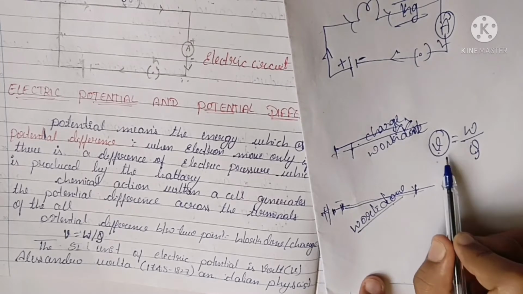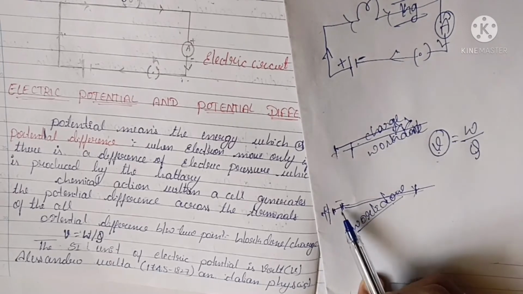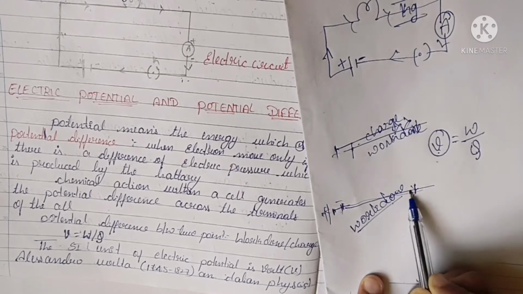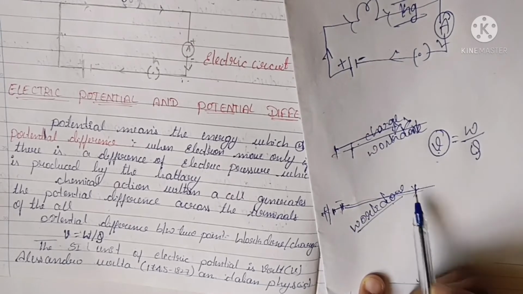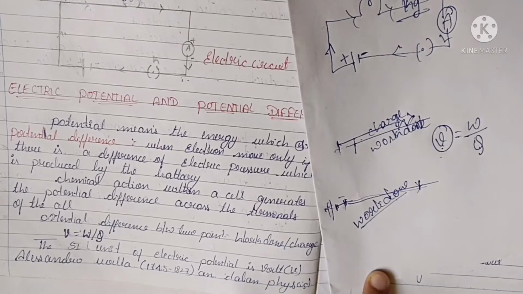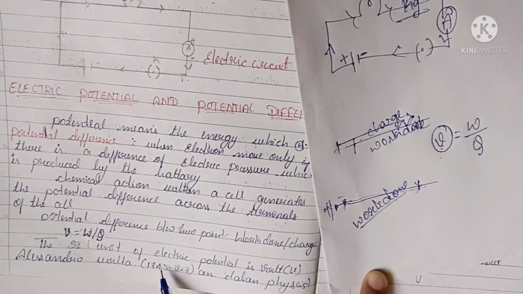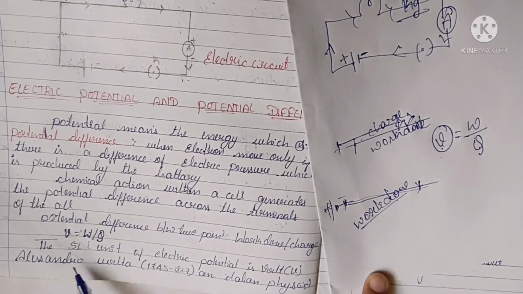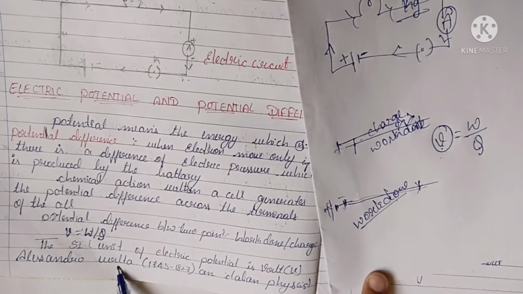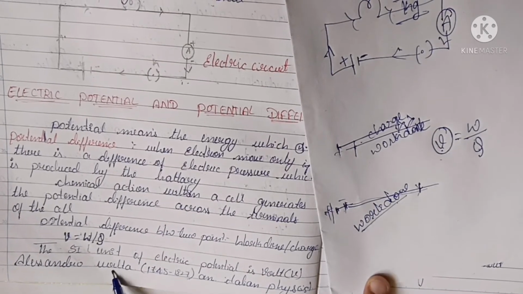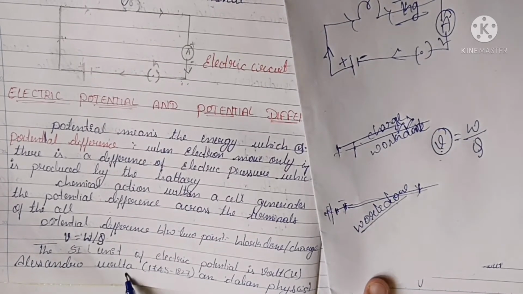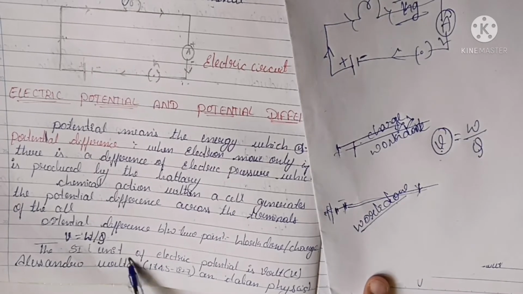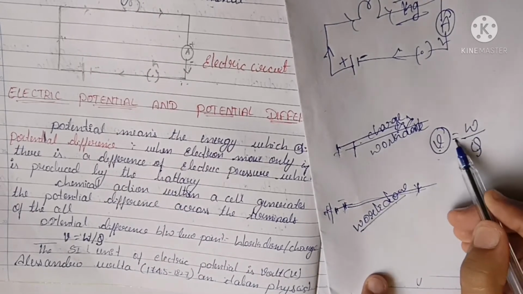Why? Because this one, the volt, or the potential difference between the two ends, was discovered by the Italian physicist who lived from 1745 to 1827, called Alexander Volta. Okay, so because of his invention, in his memory, we kept this as a volt. So V is equal to W by Q.